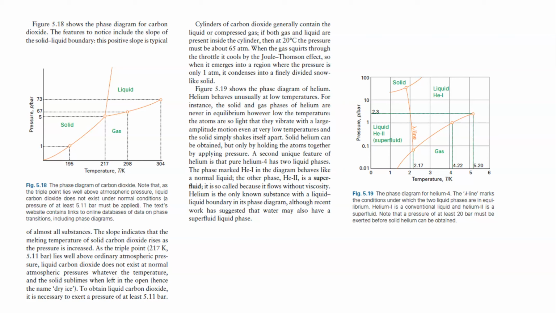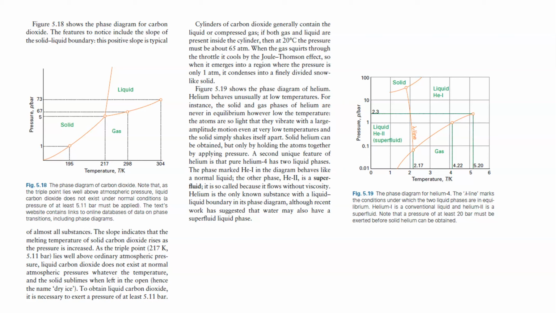Figure 5.19, to the right, shows the phase diagram for helium. Helium behaves unusually at low temperatures. For instance, the solid and gas phase of helium are never in equilibrium, however low the temperature. The atoms are so light that they vibrate with a large amplitude motion even at very low temperatures, and the solid simply shakes itself apart. Solid helium can be obtained, but only by holding the atoms together by applying pressure.